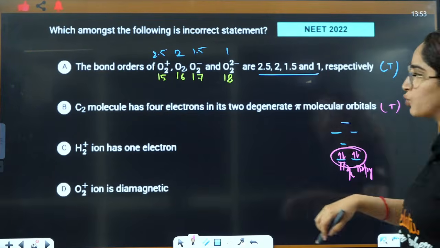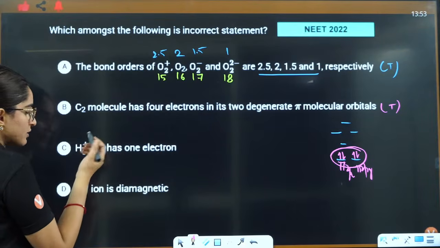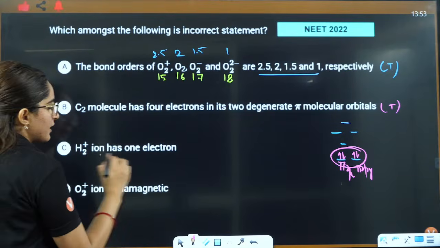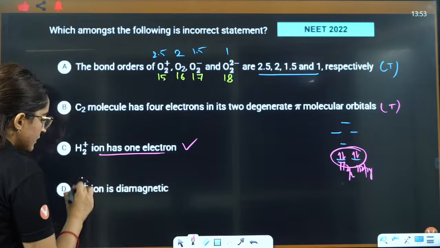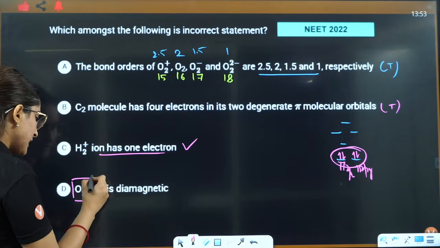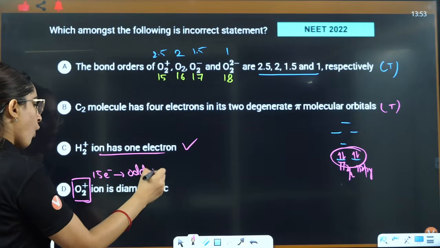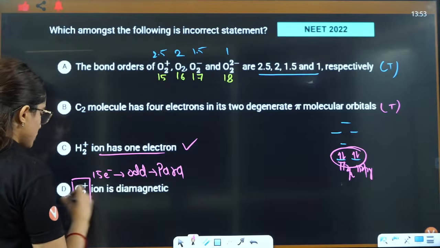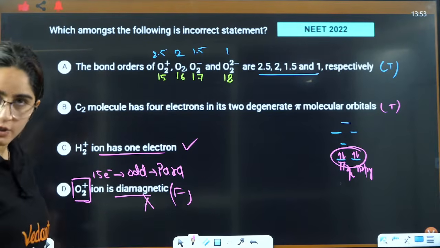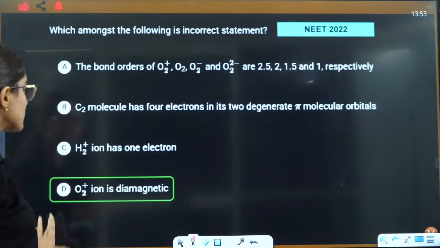That is also true. Helium has 1 electron. Hydrogen, H2, has 2 electrons, minus 1 is 1 electron. So that is also true. This is diamagnetic. See, O2 has 15 electrons, that means odd. Odd is always para, so this is not dia. This is false.